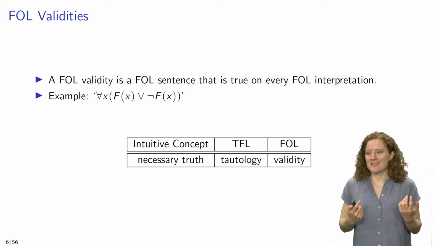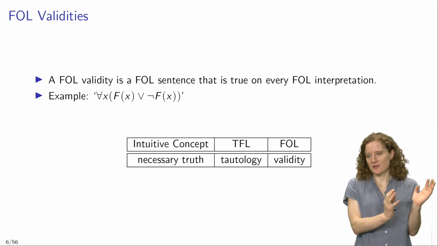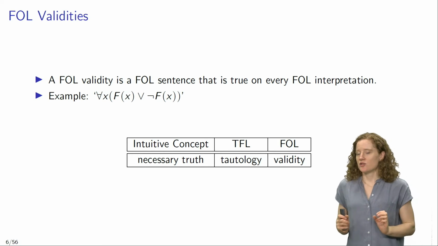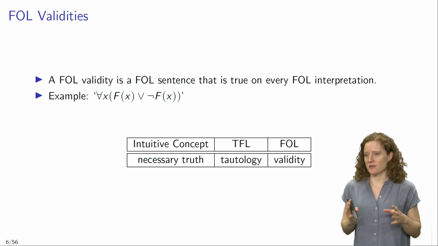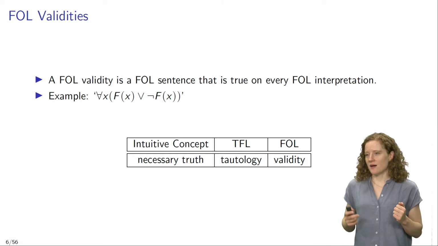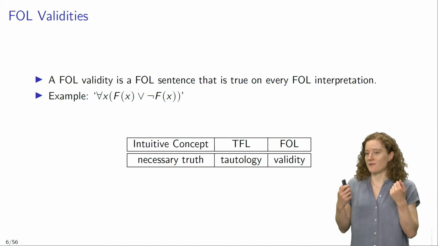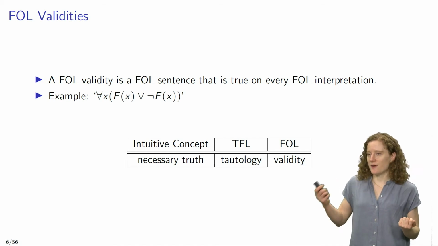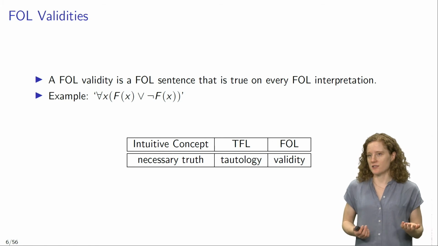As I just rehearsed, we started with the intuitive concept of a necessary truth, and then we used the concept of a tautology to make this concept formally precise in the context of talking about TFL. And now that we are discussing FOL, we are going to use the concept of a validity to make the intuitive concept of a necessary truth formally precise. So an FOL validity is, so to speak, the analog of a TFL tautology.